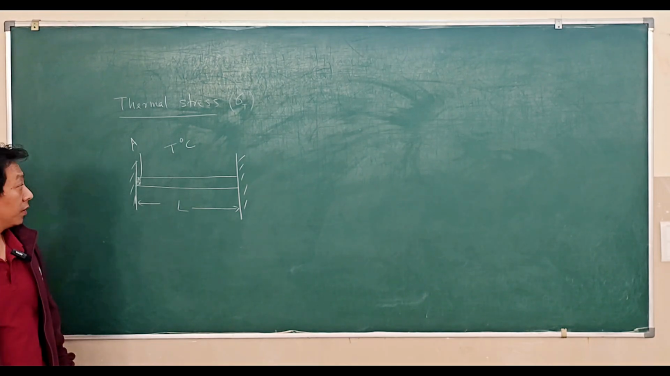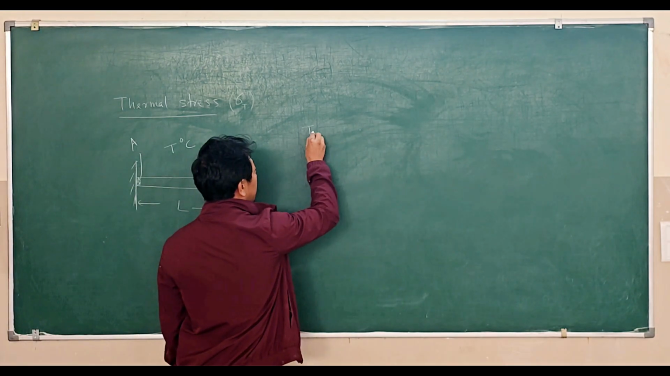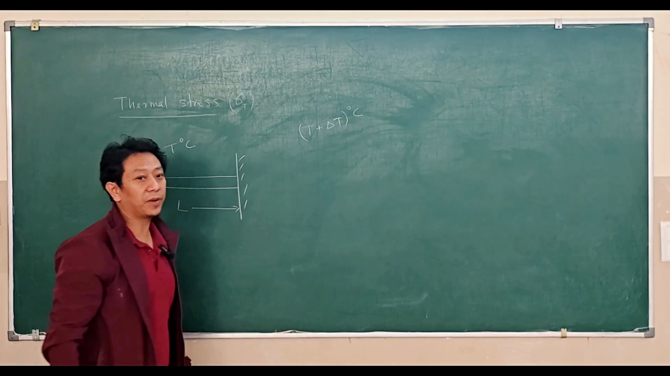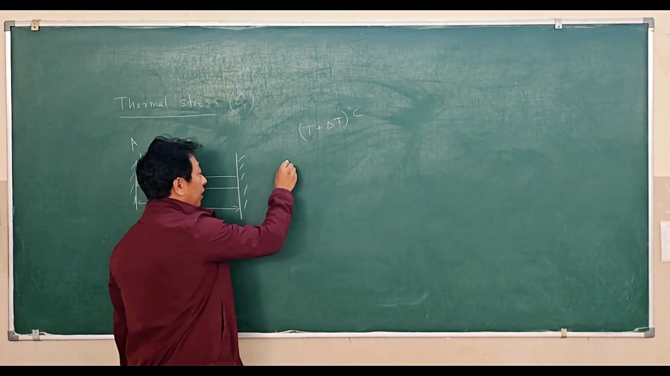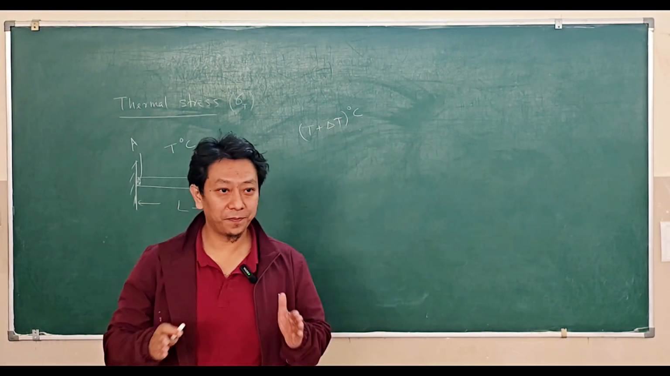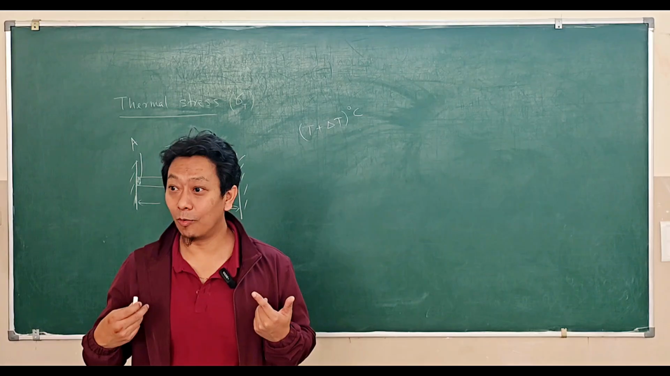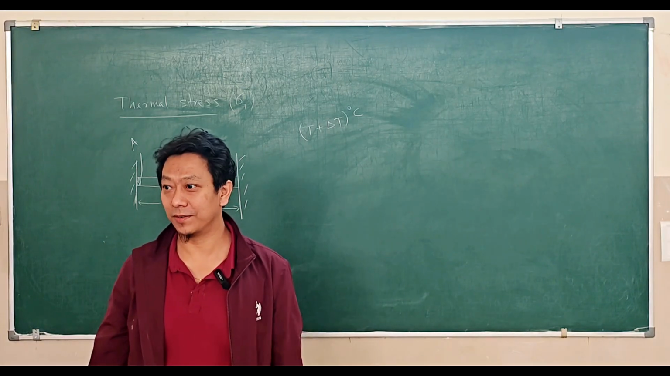Understood? Now let us increase the temperature to T plus delta T degrees Celsius. What is the change in temperature? Delta T. Now what will happen? Rod will try to expand. But wall will say, bro, I am wall. I am wall. Stay there only.